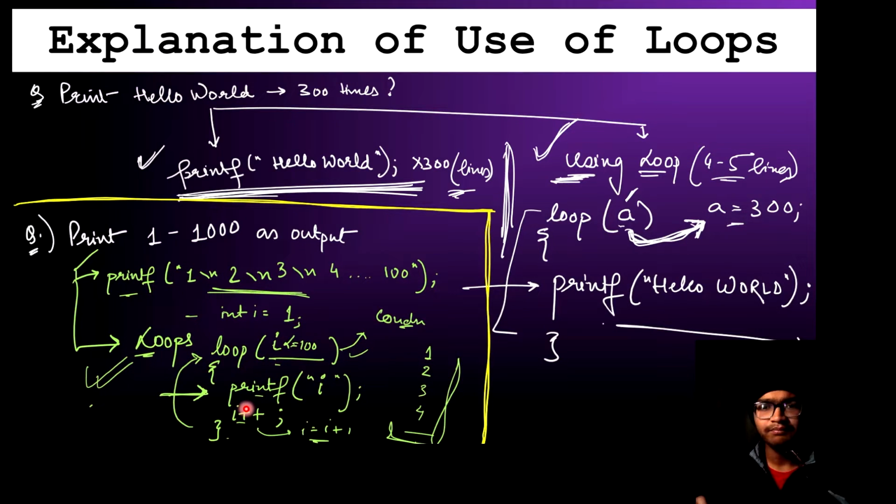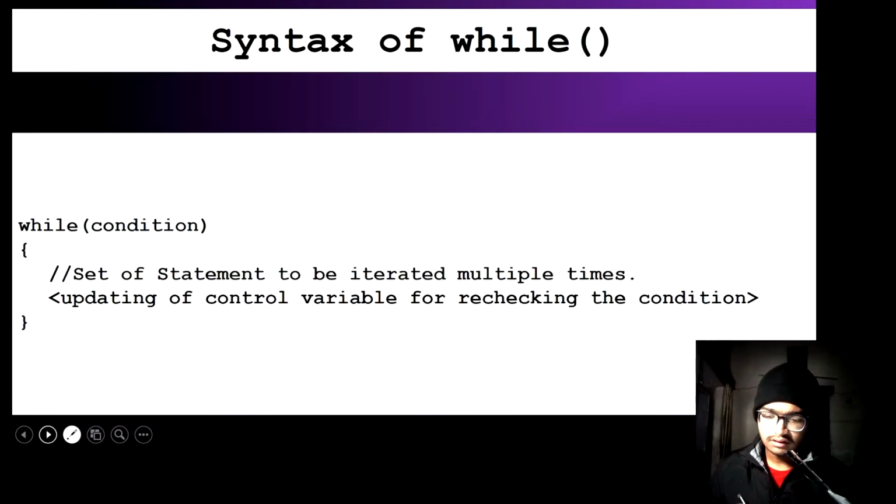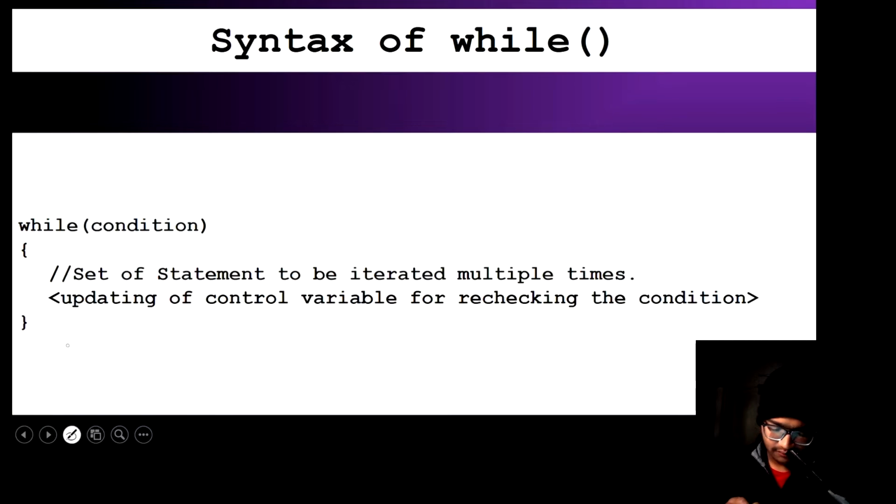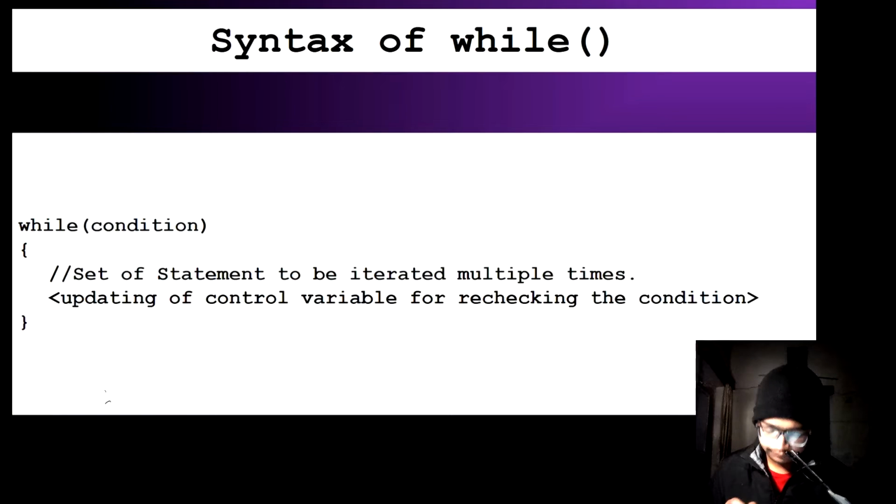Okay, so up to this point I hope the concept of loop is clear. Now let us see the syntax of the while loop. After that we will run a code with a while loop. So see here, we have the syntax of the while loop.